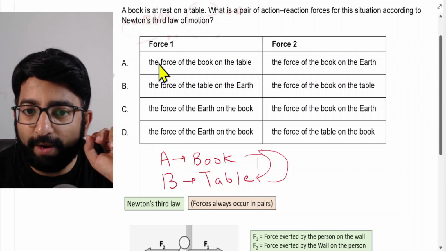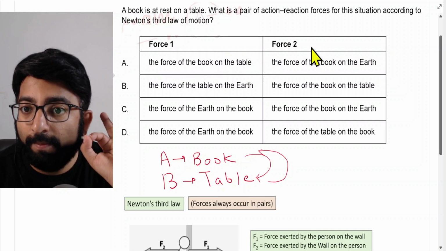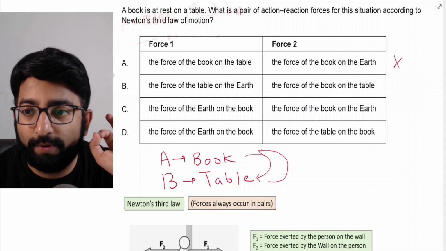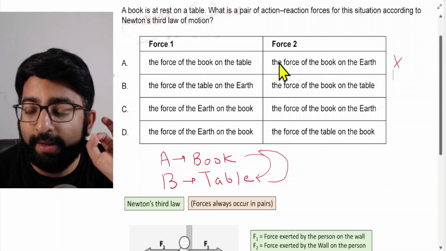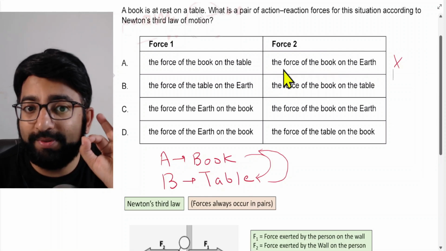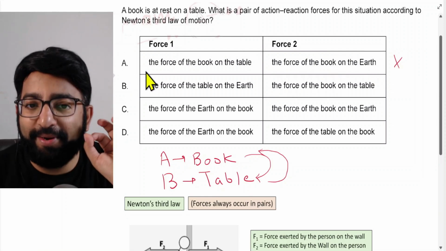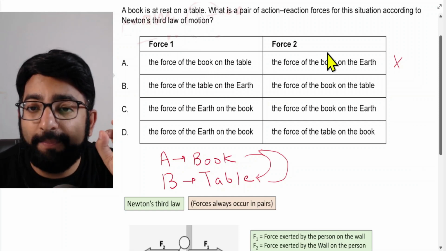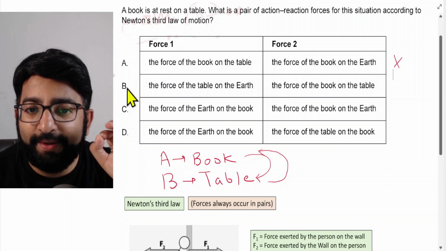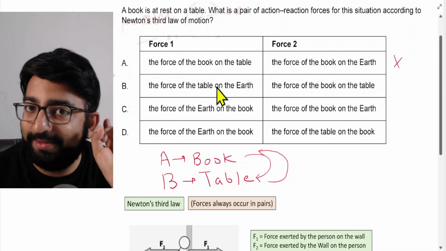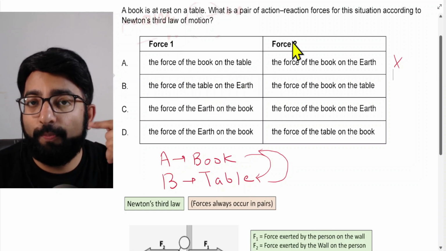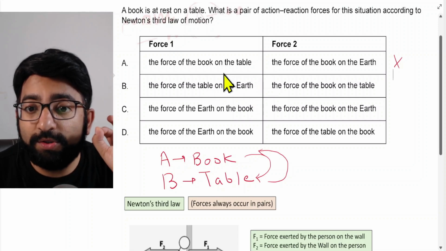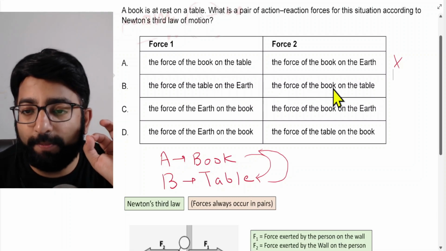In option A, force 1 is the force of the book on the table, but force 2 is the force of the book and the earth. This doesn't satisfy what we need, because had force 2 been the force of the table on the book, option A would have been correct. Let me repeat: force 1 should be book on the table, and force 2 should be the opposite, table on the book. In option B, the force of the table on the earth is, let's say, force 1. For force 2 to become the Newton's third law pair, we need to reverse this. Force 2 should be earth on the table, which is not the case in option B.